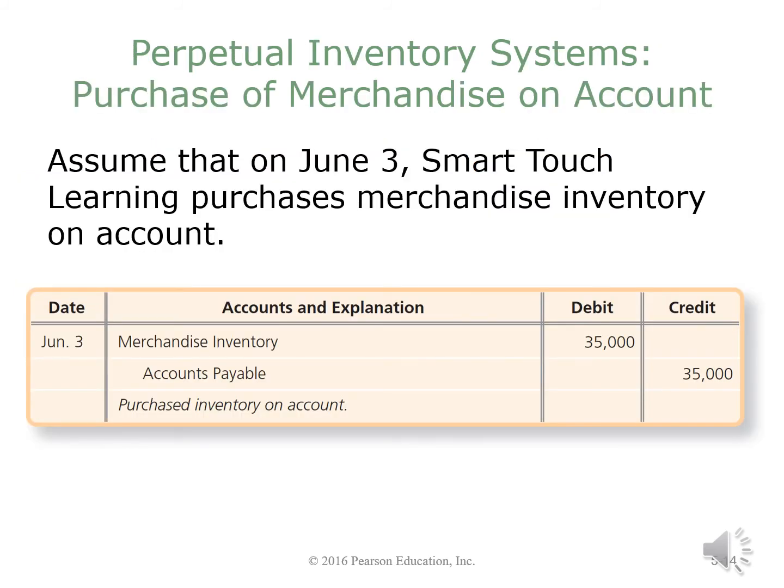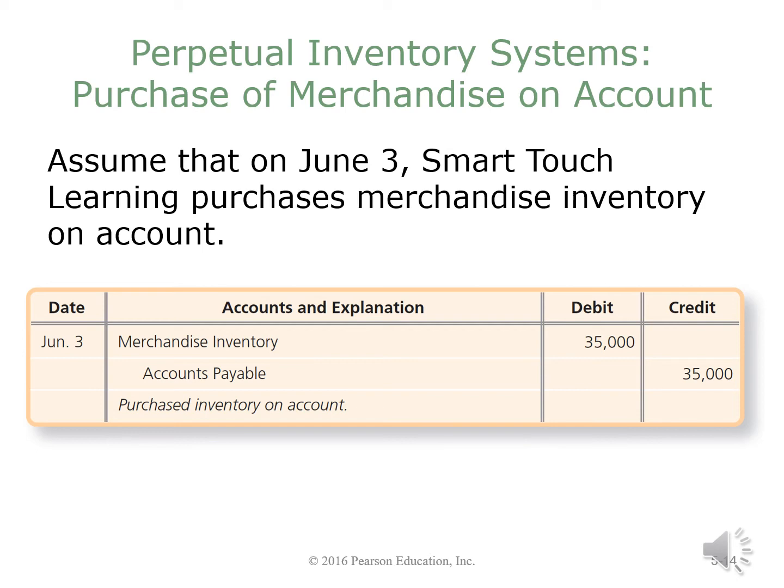Now back to our journal entry. Assume that on June 3, SmartTouch Learning purchases merchandise inventory on account. The transaction description hints to our 2 accounts that we're going to use here. We purchased merchandise inventory, so that is our debit account that we're increasing. That's our new account that we just added that shows the inventory sitting on our shelves, literally or figuratively, that is waiting to be sold.